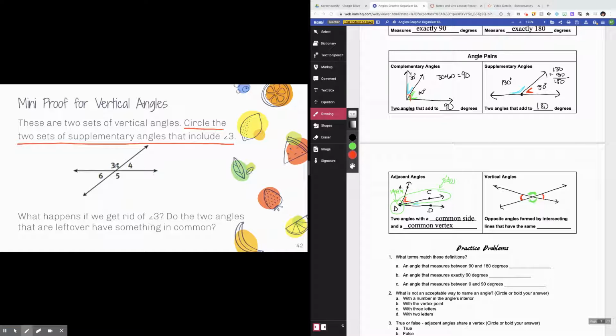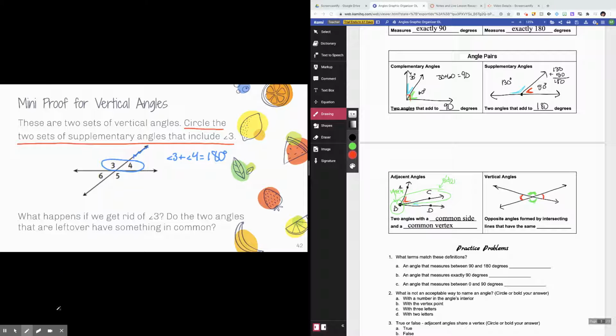So angle 3 is right here. Remember, supplementary angles form a straight line. So if we ignore this up here, see how we have 3 and 4 together, they form a straight line. That means they're supplementary. They have to add up to 180, right? Angle 3 plus angle 4 has to equal 180 degrees.